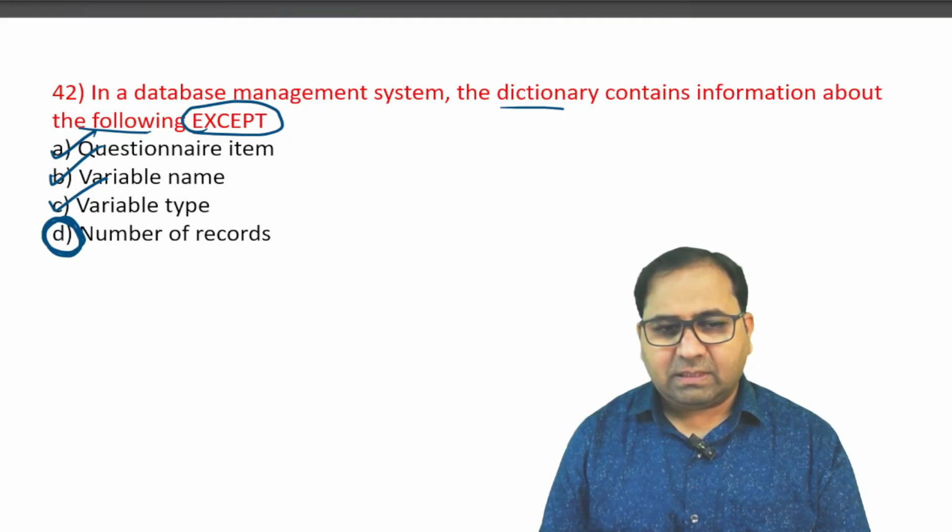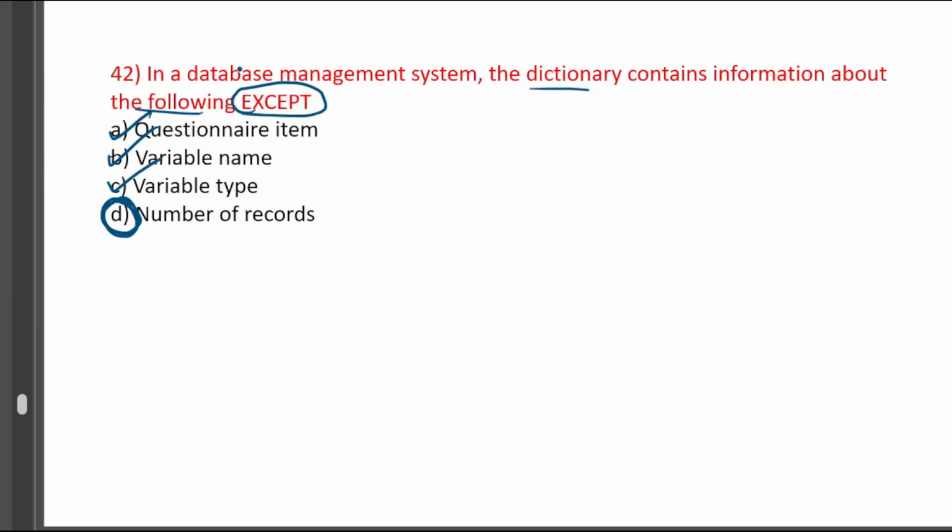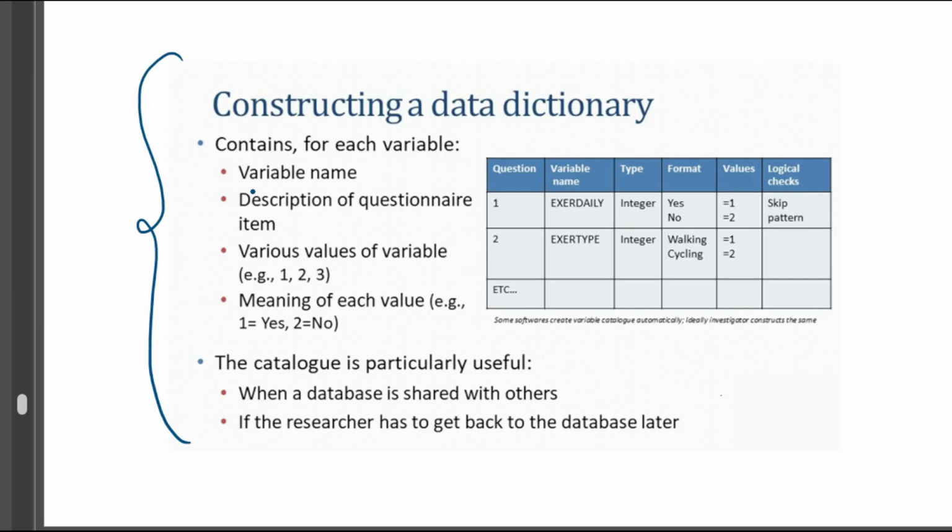Please remember this answer. Now see this chart of constructing a data dictionary. This chart you have to keep in your minds. As per the question, the dictionary will contain information about the following except. The information was description of the questionnaire item, the variable name, the question item, and the variable type. But there is no mention of the number of records.